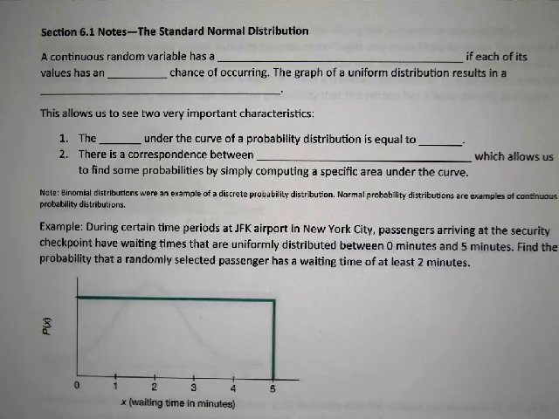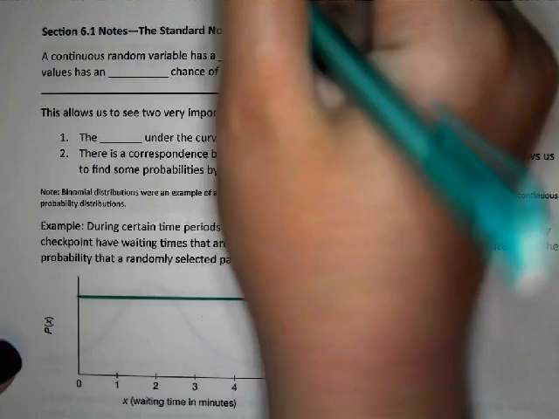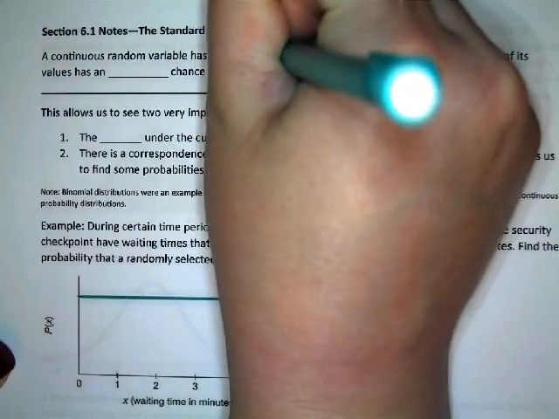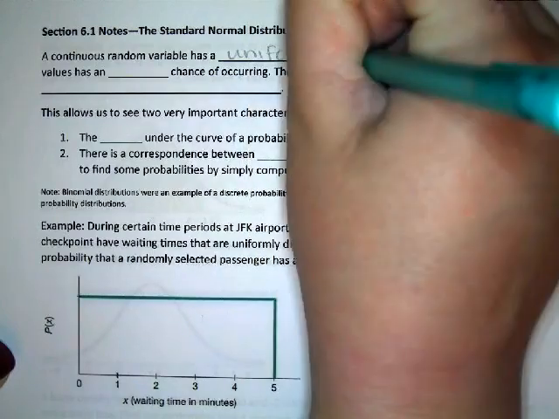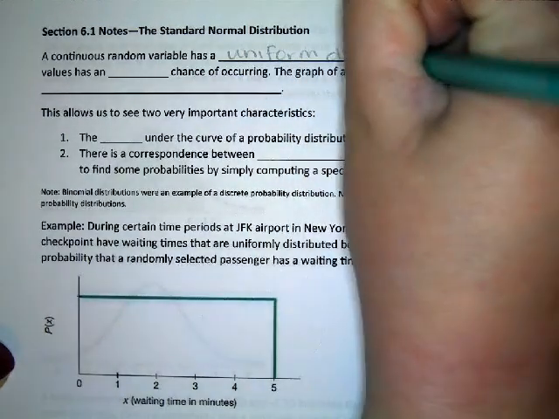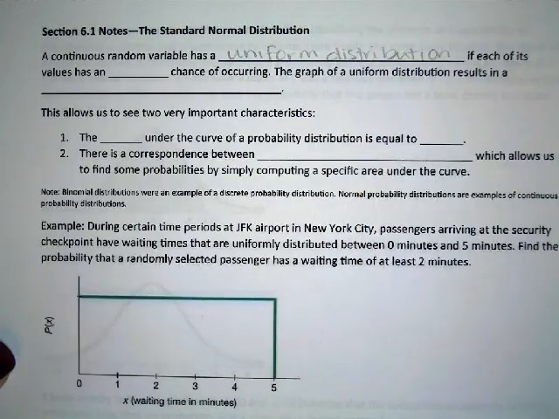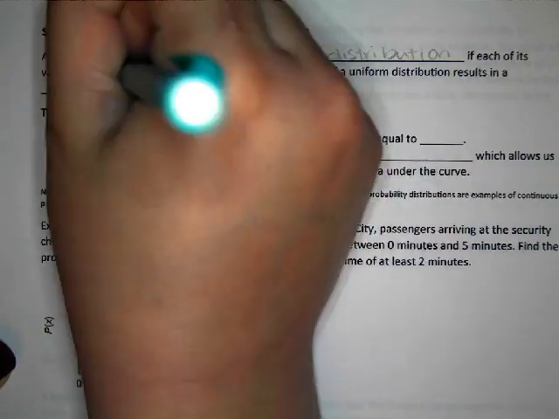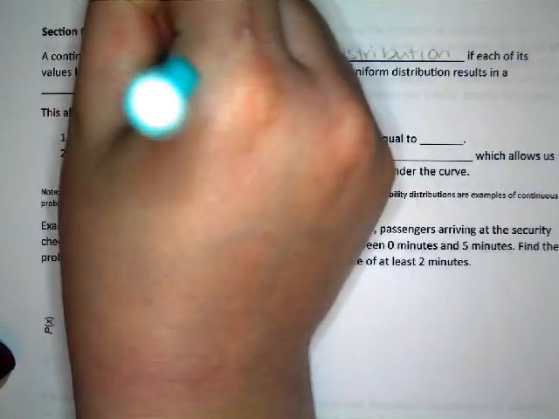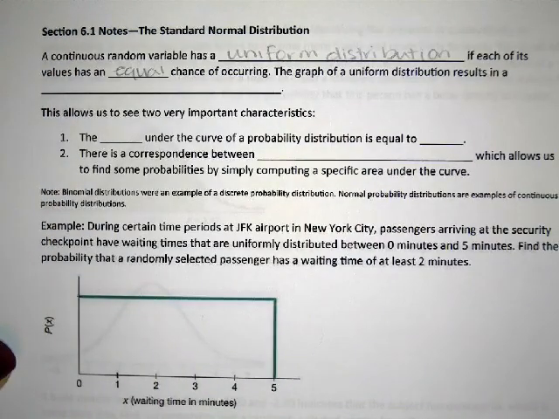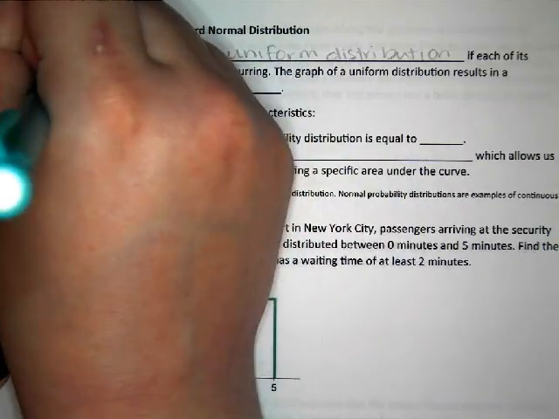This video is on section 6.1 notes, the standard normal distribution. Before, we had talked about discrete random variables, and today we're specifically going to talk about continuous random variables. A continuous random variable has a uniform distribution if each of its values has an equal chance of occurring. The graph of a uniform distribution results in a rectangular histogram.